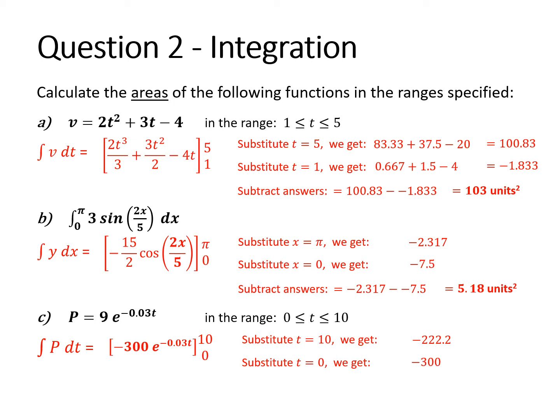Then we subtract our two answers. Minus 222.2 take away minus 300. Again, a third double negative. Just so happens all these three questions have a double negative. And we get a final answer of 77.8 units squared. So that's all the integration questions.